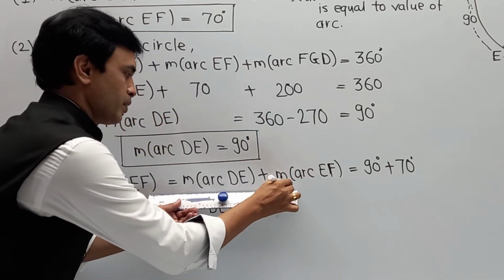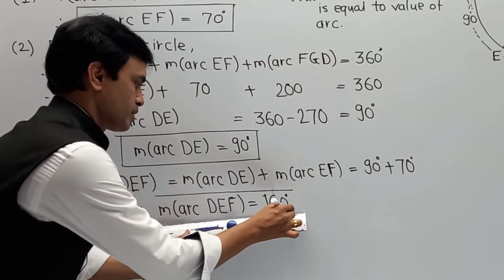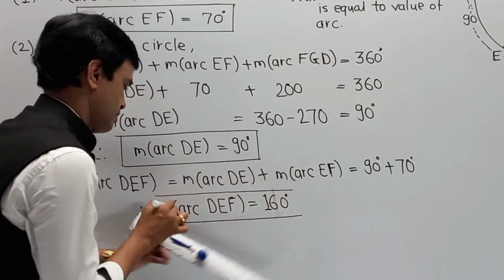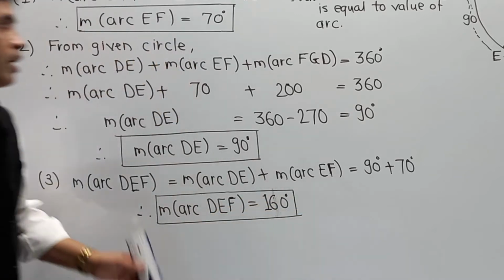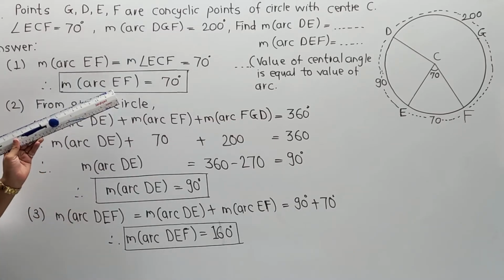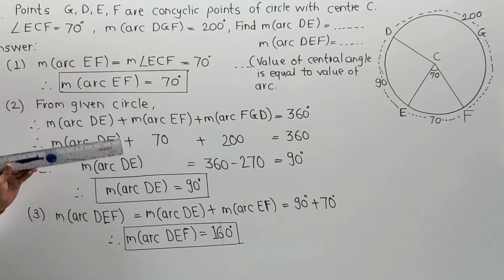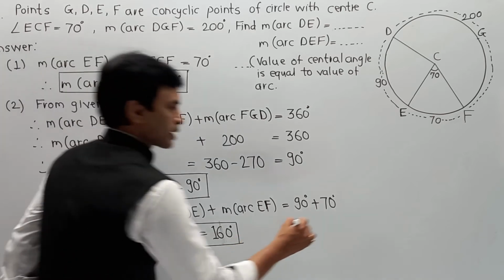And in this way, you can complete all three questions. The first part that we calculated is not required, but if you do not calculate the first part, you cannot get the second and third parts. And here the reason is the arc addition property.